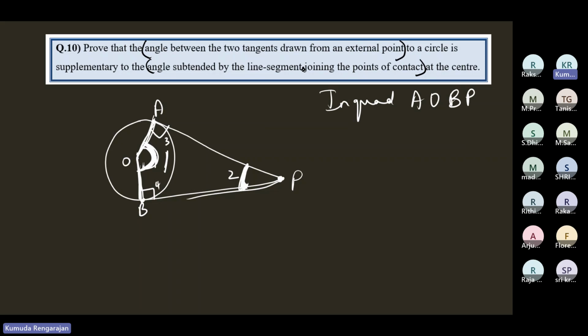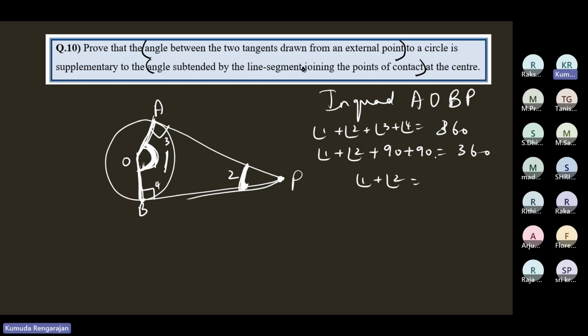So in quadrilateral AOBP, angle 1 plus angle 2 plus angle 3 plus angle 4 is equal to 360 degrees, because the sum of the four angles of a quadrilateral is 360 degrees. Angle 3 is 90 degrees, and angle 4 is also 90 degrees. So angle 1 plus angle 2 is equal to 360 minus 180, which is 180. So we proved that angle 1 plus angle 2 is 180. That means the angles are supplementary.